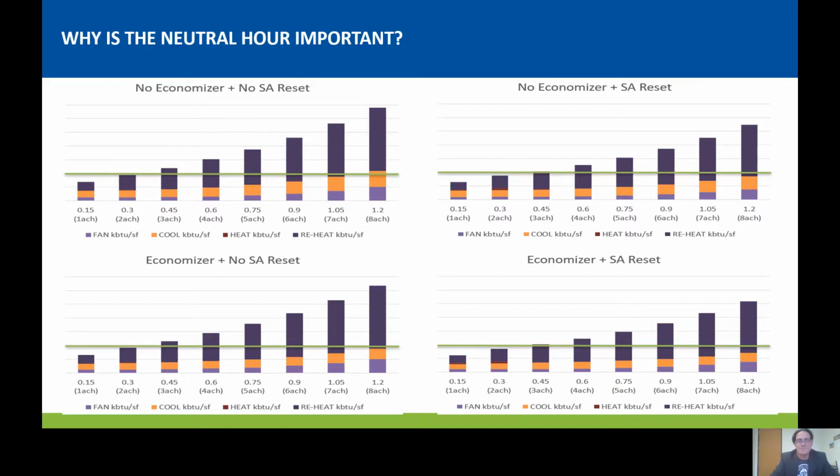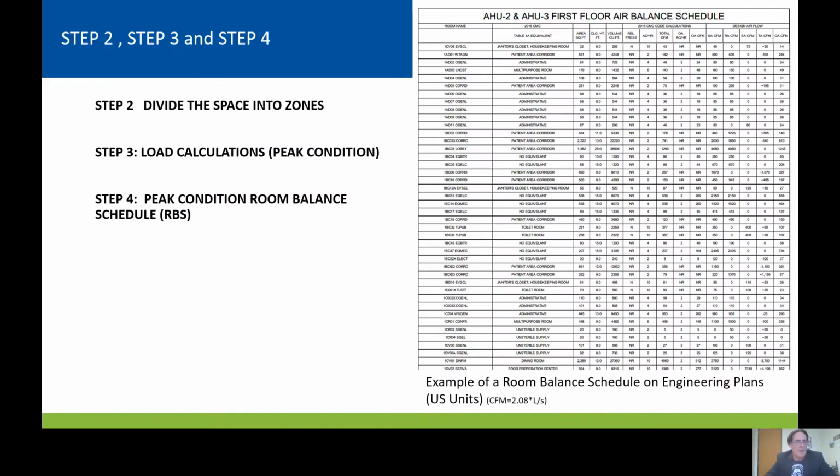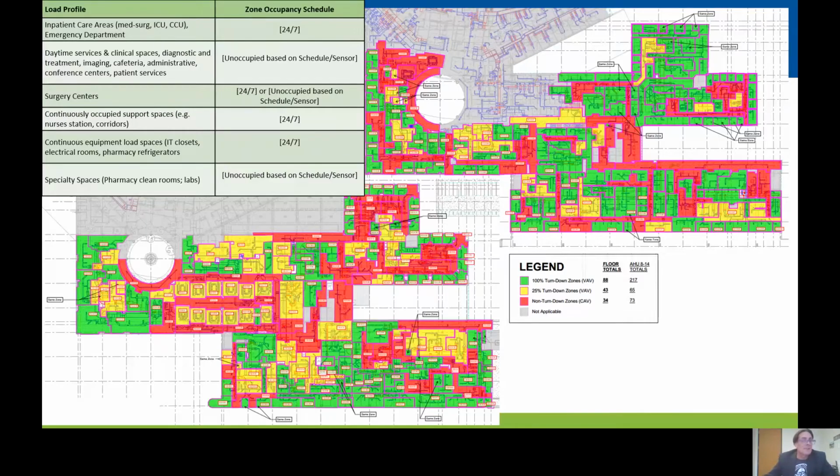and 70 degrees. So steps 2, 3, and 4, dividing the space into zones, load calcs, and peak condition room balance schedules, are common practice. Hospital engineers are required to do this on every job already. The result of those steps is this room balance schedule, which you would find on any set of hospital plans. There is an extra level of detail if you want to do VAV. For every zone, you need to identify what is happening there at 3 in the morning. Can that zone be shut off entirely? Can it be turned down? Does it have to run at 3 a.m.? So you have to go through this kind of exercise. This one is nicely color-coded.